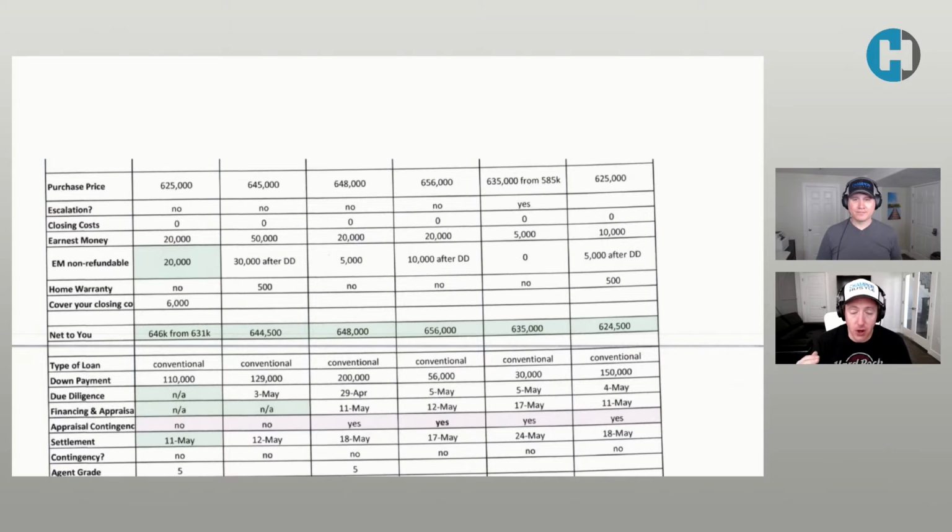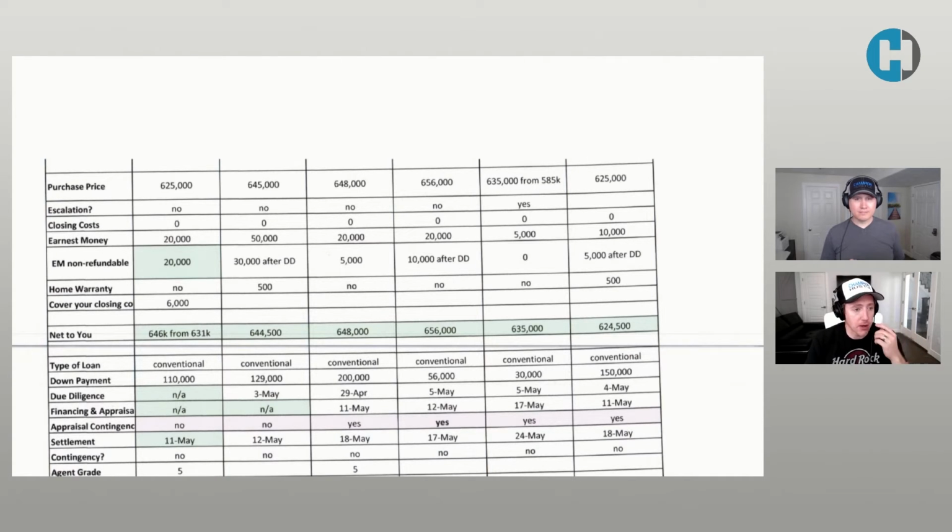And to be clear, these are real numbers. For privacy, of course, we have blocked out the first two rows, which contained the buyer's name as well as their agent's name, to respect their privacy. But these are the actual offers that we received.